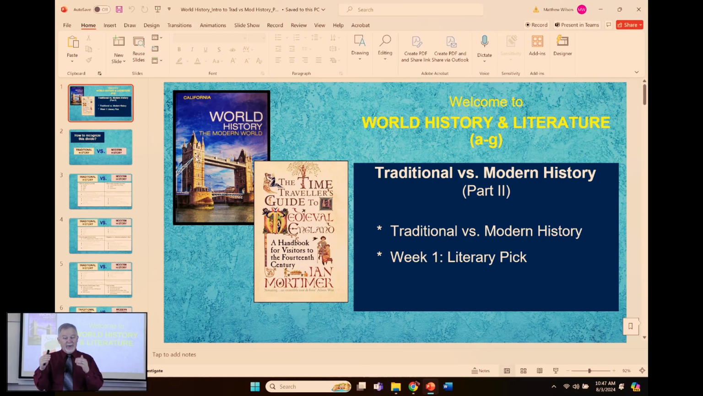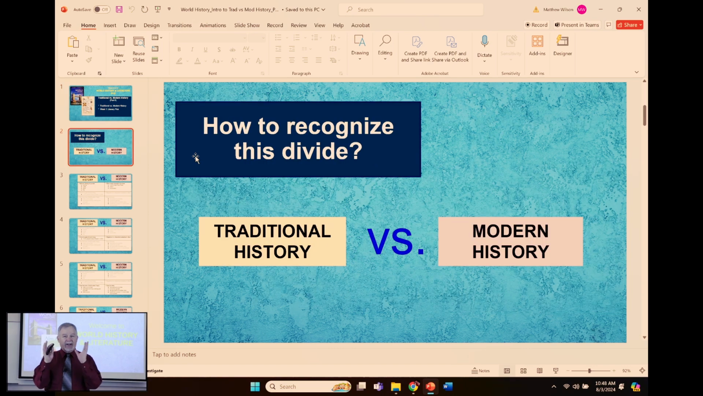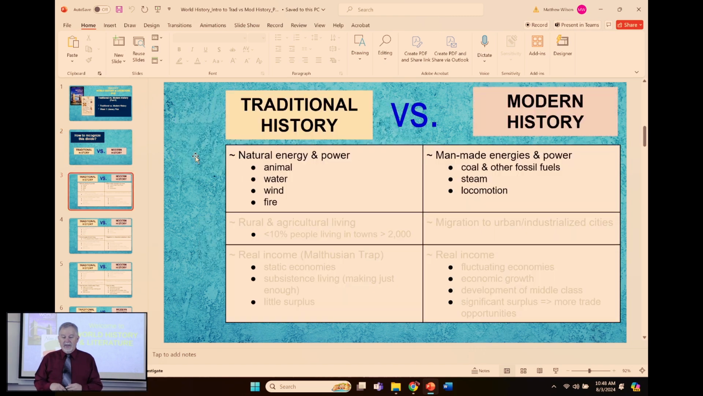All right, we're going to look at a little bit more on traditional and modern history and then look at the week 1 literary pack. So we're trying to figure out how to recognize this divide, the mid-1700s. Why is that a date that we're going to use to distinguish between traditional history and modern history? We looked at several different components, whether it was population and this peak, real income and the Malthusian trap, whether it was culture and religion or science. Those were some indicators. But let's take a look at some more here.